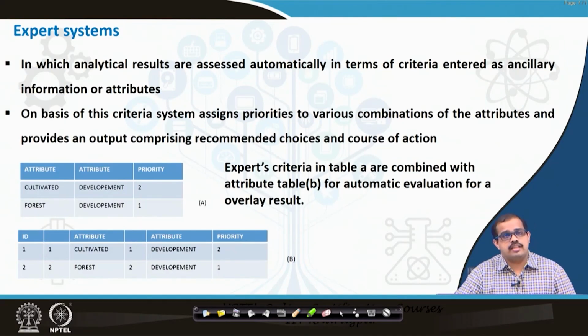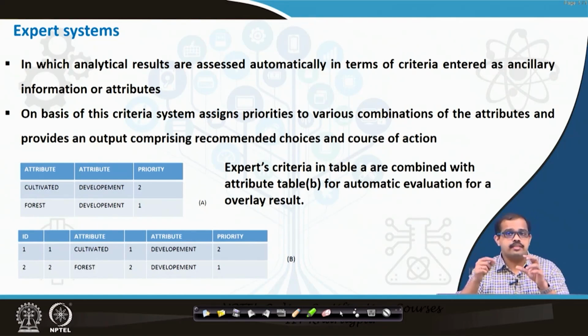These are systems in which the analytical results are assessed automatically in terms of critical criteria entered as ancillary information of attributes. So, you have attributes, you have criteria, and based on that you look at the expert system. The very good, well known expert system is the analytical hierarchical process. If you look at any of the GIS papers, you can find that AHP is a well known way of looking at how an expert system can be used as an expert.